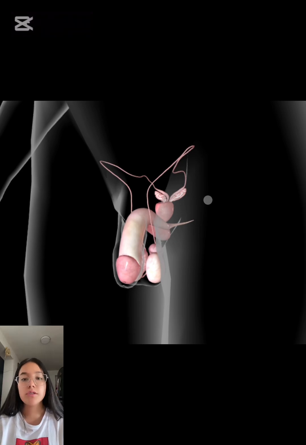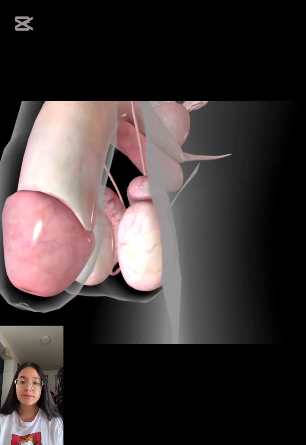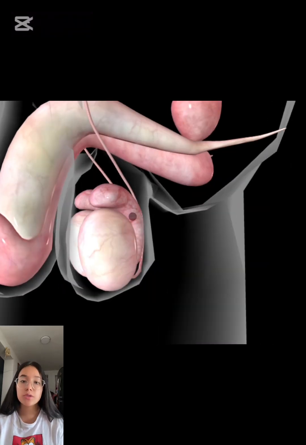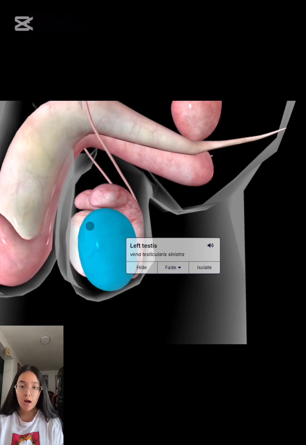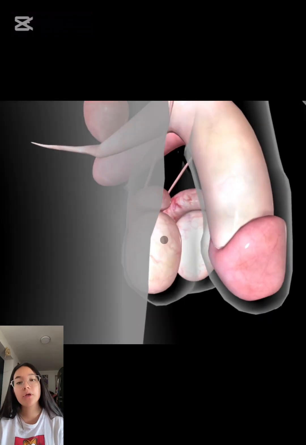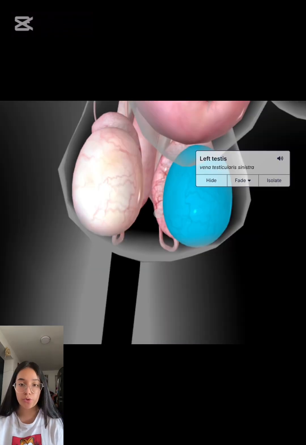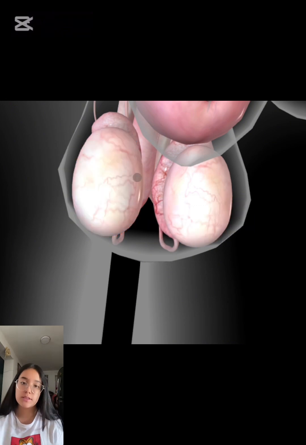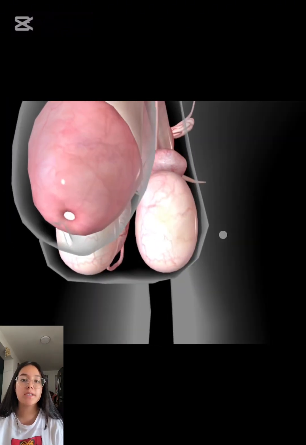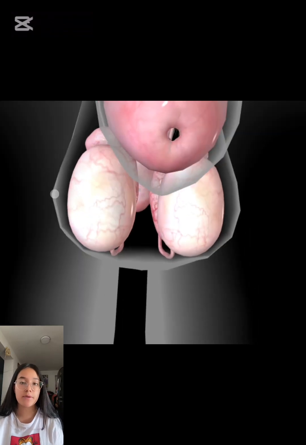The testicles are the male gonads and they are located outside the abdominal cavity inside a sac called the scrotum. The reason they're outside is because sperm production, or spermatogenesis, requires a temperature slightly lower than the body's normal temperature.